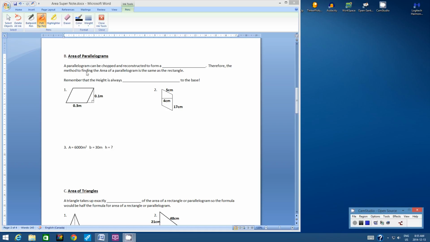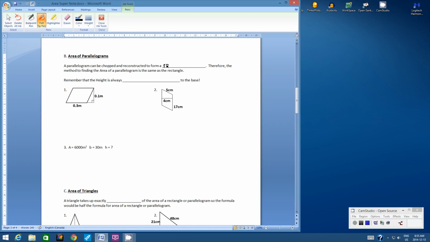A parallelogram can be chopped and reconstructed to form a rectangle. Therefore, the method to finding the area of a parallelogram is the same as the rectangle. Now we just finished solving a number of questions regarding the area of a rectangle, so this shouldn't be very difficult. Remember that the height is always perpendicular.